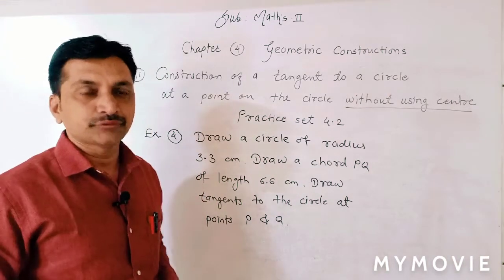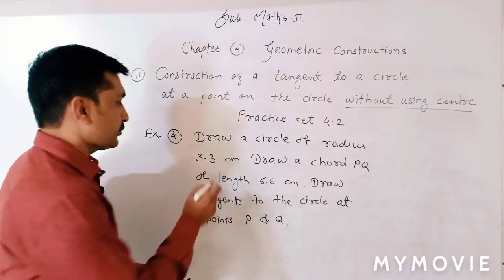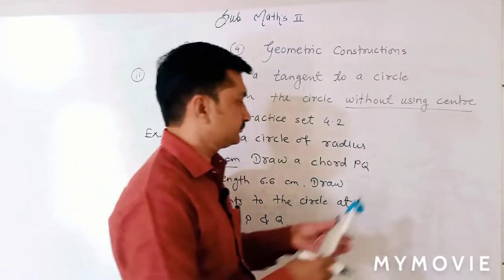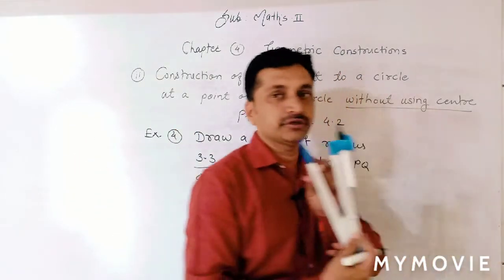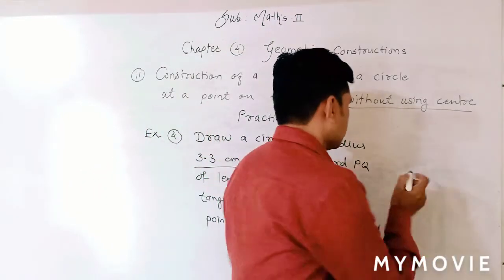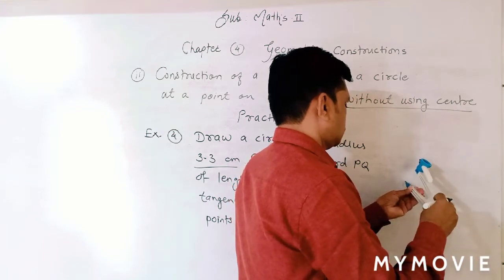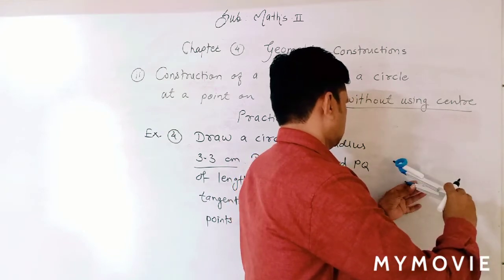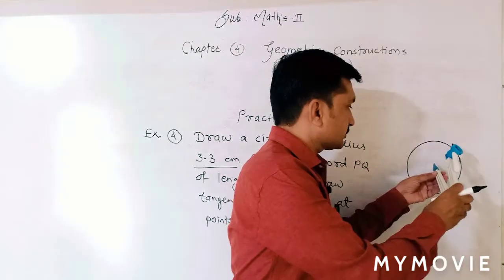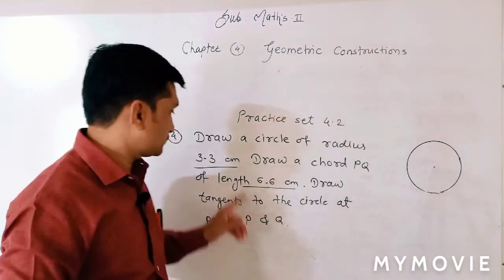Example number 2 of the same type, without using the center. Draw a circle of radius 3.3 centimeter. First of all, let's draw the circle. In the compass, take a distance of 3.3 centimeter and draw a circle. The circle is drawn with radius 3.3 centimeter.